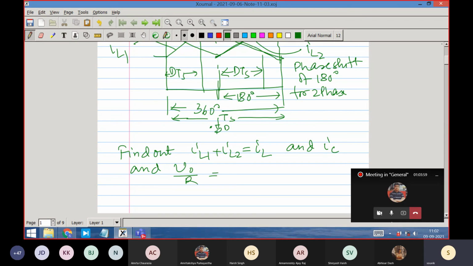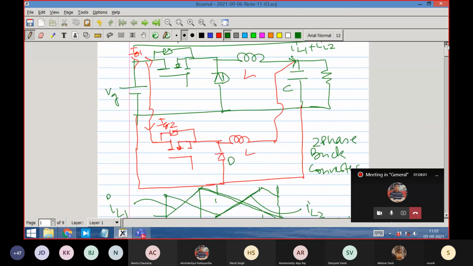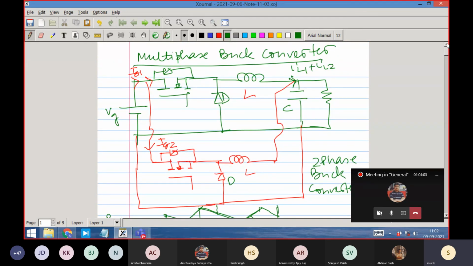Can you tell me quickly how much is V naught? It is in continuous conduction mode. I am saying duty ratio is 0.4 and Vg is equal to 10 volt. So how much is V naught? V naught is still 4 volt. Only thing that has happened is this current has increased. The current now corresponds to the average of IL1 plus IL2.